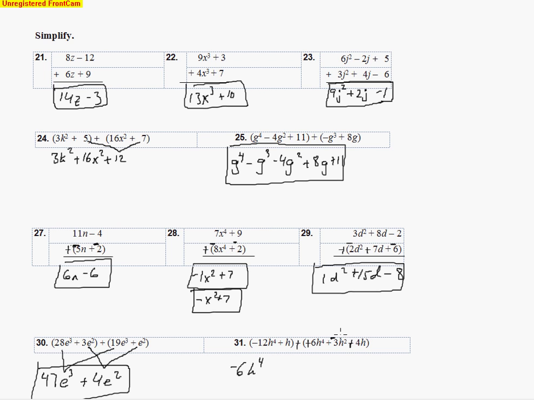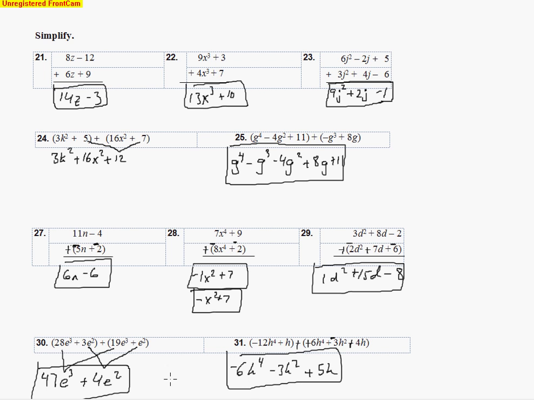Then I look for the next term. Next highest degree term is this one. So I'll write minus 3h squared. And then I have an h and a positive 4h. And so that's going to end up giving me a positive 5h, and that would be our answer.